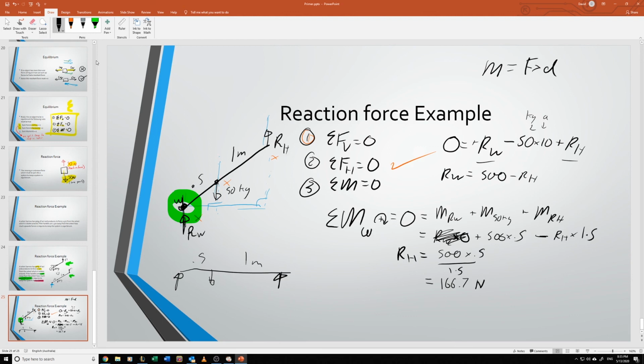Now, if we want to go the next step, if the question asks to find the force on the wheel, we can also do that because we can plug this equation into here, and then we can find that, which should be 500 minus that, right? 500 minus 166.7. So our RW, whatever the wheel is doing, is 333.3 newtons. So here we found, this is a very simple scenario where we found our reaction forces on, like, this example is a wheelbarrow, by using the sum of all forces, vertical, horizontal, and moments.